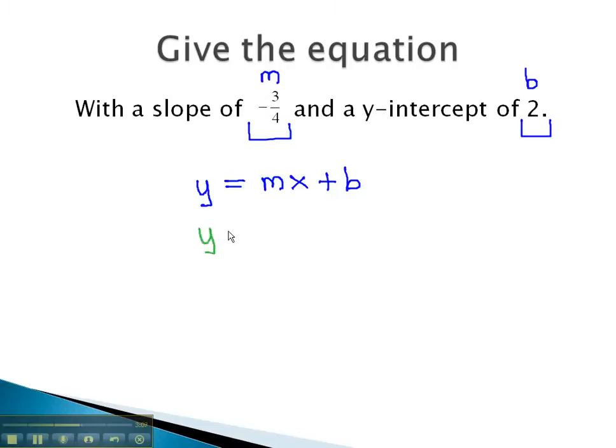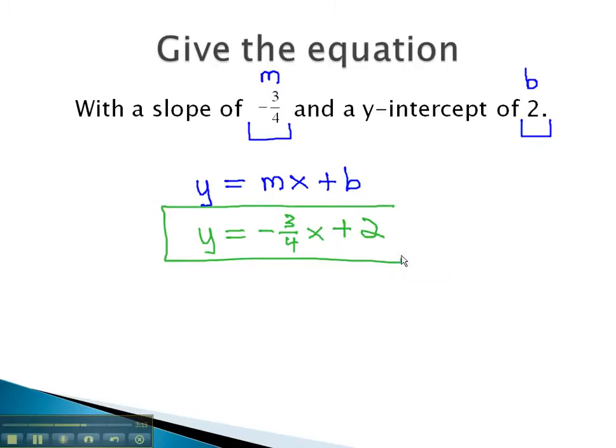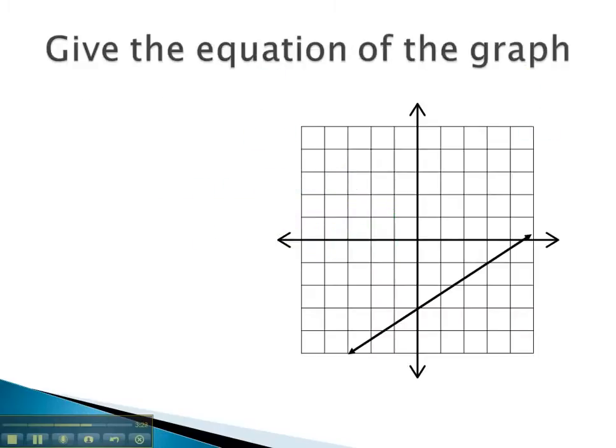Plugging in what we know, we get y is equal to m, or the slope, negative 3/4, x plus b, which is 2. This is the equation of the line that will have a slope of negative 3/4 and a y-intercept of 2. Let's see if we can do the same thing by starting first with the graph of the line. To find the equation, we need to locate what the slope is and what b, or the y-intercept, is.